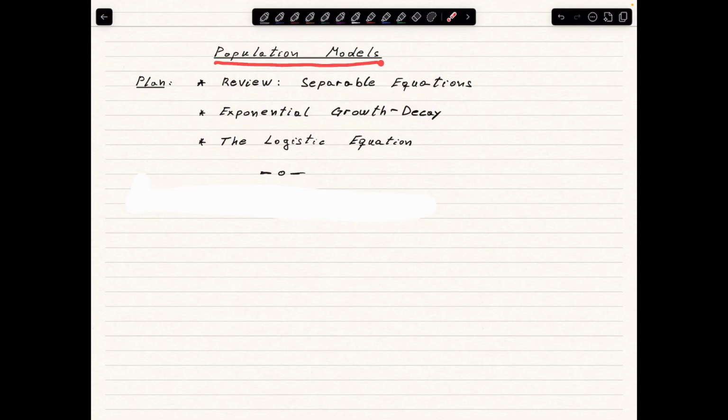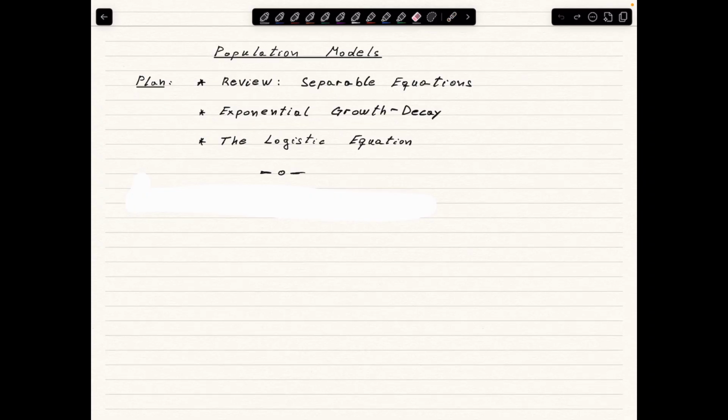We are going to use what we know about separable differential equations to introduce two very simple population models. One is going to be based on the growth-decay equation. The other is going to be based on the logistic equation. We are going to discuss for which populations we can use each of these models. So that's the plan for today.